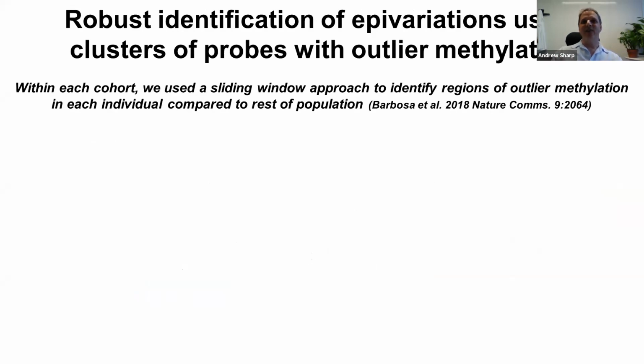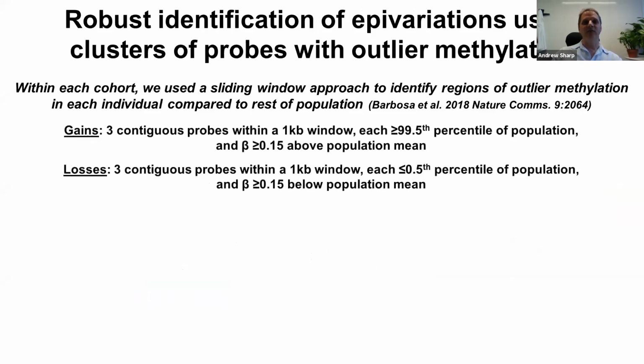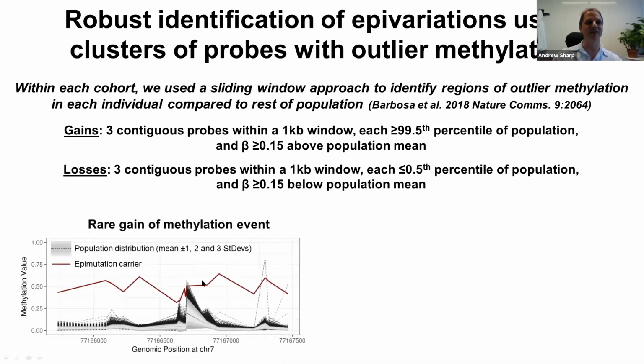And then to actually identify regions of outlier methylation, we used a sliding window approach, which is quite simple. The precise definitions are here, but basically we take a 1 kb sliding window and slide that through the genome, and we're looking for regions where you have at least 3 contiguous probes, all of which lie within the 0.5th percentile of the distribution and have a difference of at least beta value of 0.15 above or below the population mean. That might sound complicated, but if I show you some plots, it'll make perfect sense.